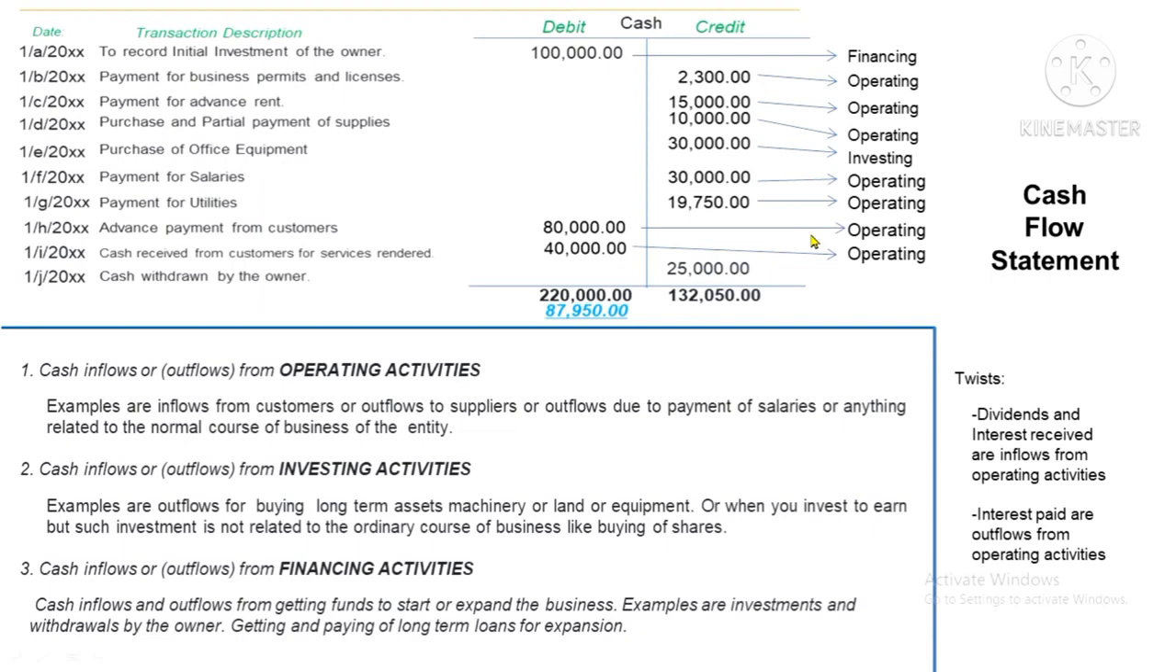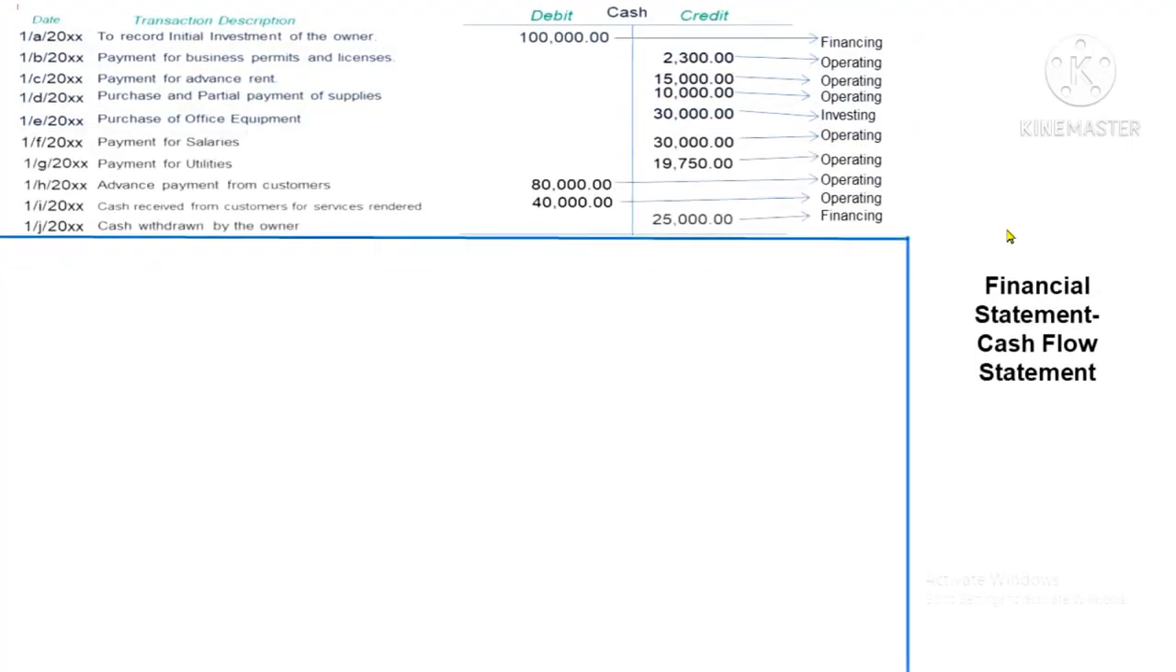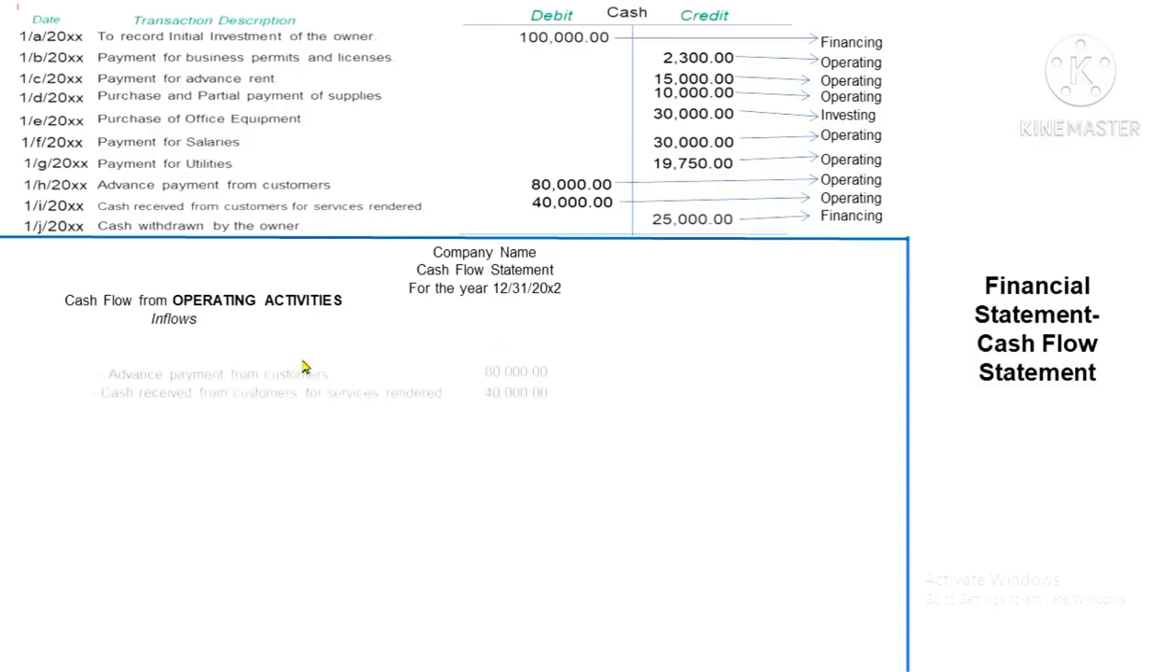So lastly, we have this 25,000, which is a withdrawal from the owner. This is an outflow related to financing activities. Now let us prepare a cash flow statement from this. So we should have the heading, and then we should start from the cash flow from operating activities, specifically the inflows. According to this, we only have two inflows related to operating activities, and these are the payments from customers, which are 80,000 and 40,000.